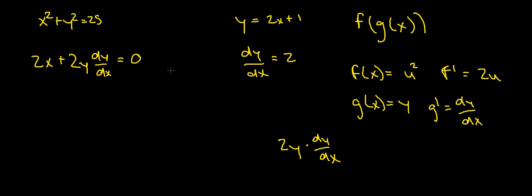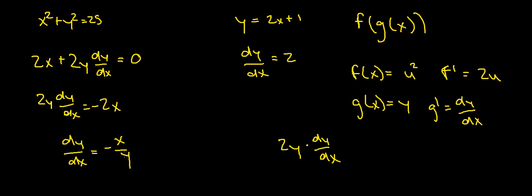So now that I've gotten this, all I'm going to do is rearrange this so this term is by itself, and then it will look something familiar, just like this one right here. So I'm going to subtract 2x over to the other side. 2y dy dx is equal to minus 2x, divided out by 2y, dy dx is equal to minus x over y, and this is the answer. This is the derivative.